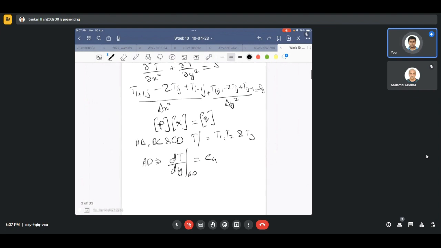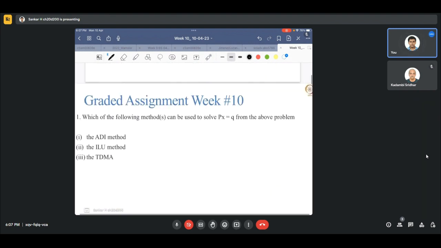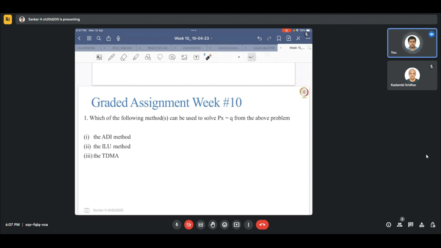Now we have to answer the following questions based on whatever we have learned till now. The first question is: which of the following can be used to solve Px equal to Q from the above problem? The ADI method, the incomplete LU decomposition method, or the tridiagonal matrix algorithm? Would you like to answer? One and two. Yes, one and two. The ADI method and the ILU method can be directly used to solve this, as we have seen in most of the lectures that Professor Srinivasan has mentioned. But the tridiagonal matrix algorithm necessitates a one-dimensional problem, so only tridiagonal matrices can be solved with it.